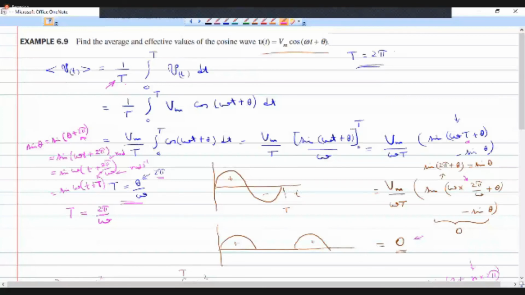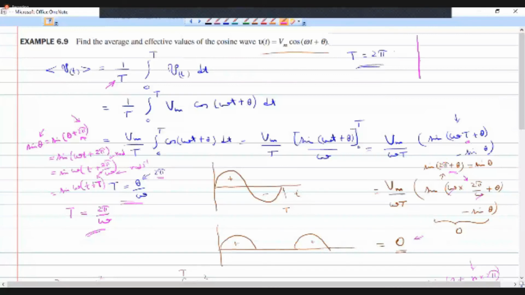because capital T is the general expression for the time period. But in our example we are taking the sinusoidal function. We know that in terms of the time domain the period is 2 pi by omega, and in terms of angle it is 2 pi. So substituting here, you can cancel out omega, as you can see. What remains is sine of 2 pi plus theta. What is sine of theta plus 2 pi? It is nothing but sine theta itself, because sine is periodic. When you add 2 pi to sine theta, it will be sine theta itself.